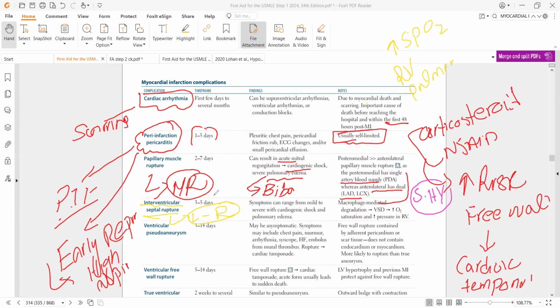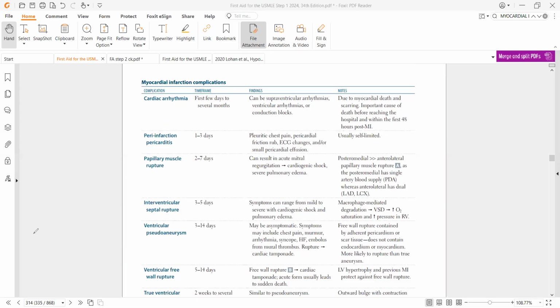So again, the time frame is 3 to 5 days, right? It is macrophage mediated degradation. Okay, so ventricular pseudoaneurysm. You have to cram this time frame. It may present with chest pain and typical heart failure symptoms, and if this aneurysm ruptures, it will lead to cardiac tamponade.